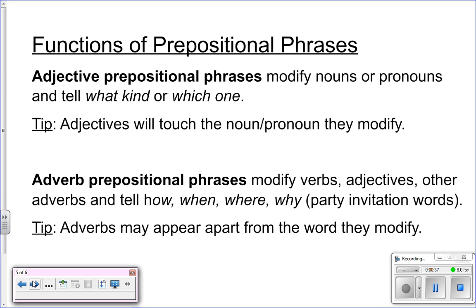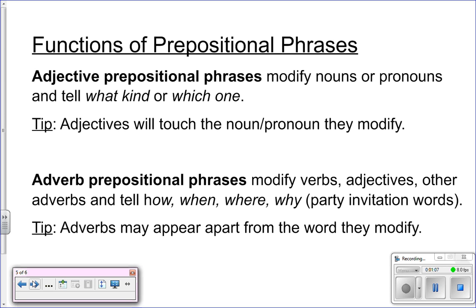Now, with our prepositional phrases, we have two functions. They either function as adjectives or as adverbs. An adjective prepositional phrase modifies nouns or pronouns, and they either tell us what kind of a noun or which one of a noun or pronoun. Now, here's a tip for you. Adjectives will touch the noun or pronoun they modify. So when you're looking at a prepositional phrase, check to see if it's touching a noun or a pronoun. Ask yourself, does it tell what kind or which one of that noun or pronoun?